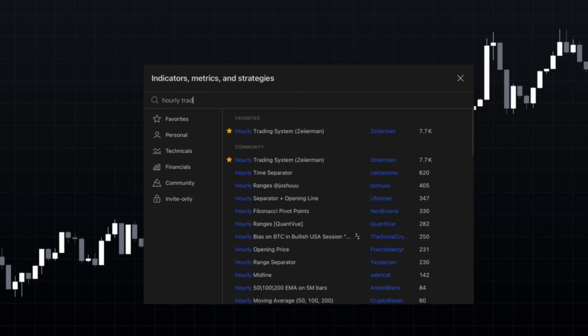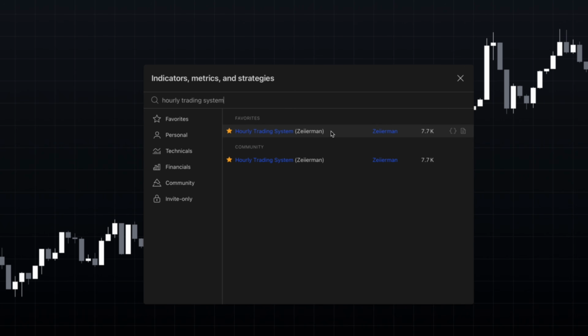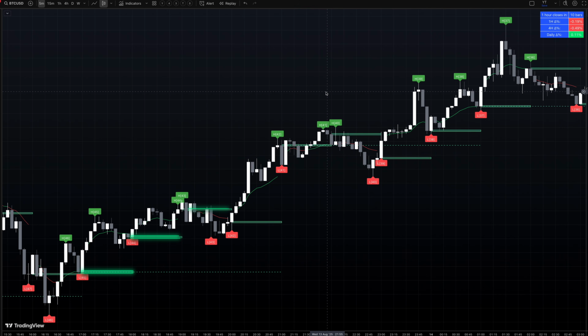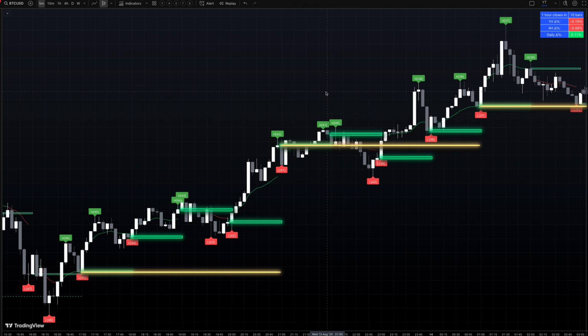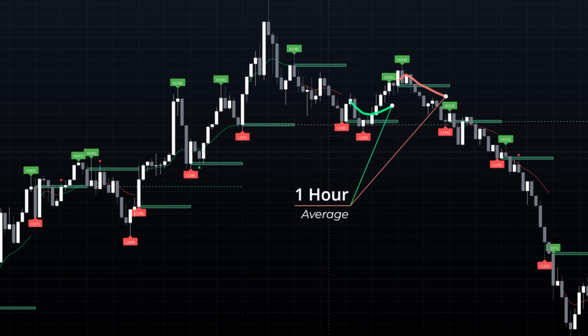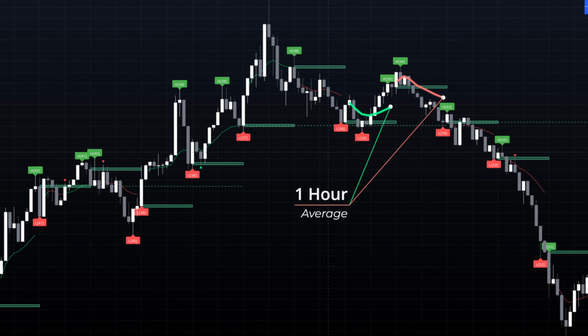Created by Zierman, this Pine script indicator transforms intraday charts into hourly session-based trading environments through dynamic open-level tracking, retest identification, and multi-time frame context integration. The system operates by plotting 1-hour and 4-hour opening prices as either lines or zones, while simultaneously tracking price behavior around these levels to identify reversal and continuation setups.